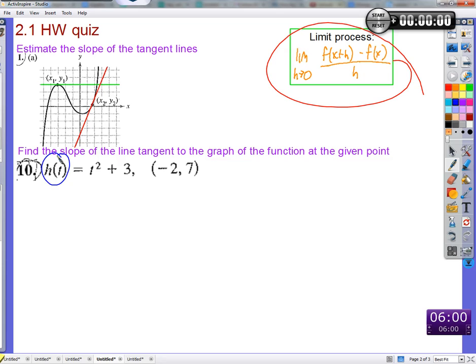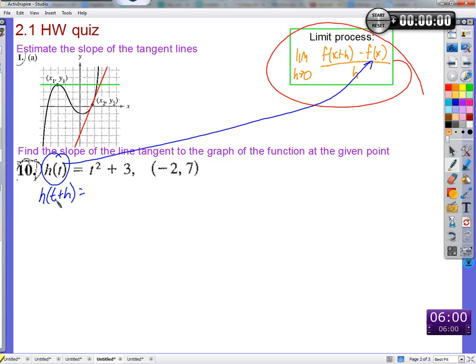So we have h of t. We always have h of t, and that's always going to be that second part. So the next thing would be to find h of t plus h. What does that mean, h of t plus h? Put t plus h where the t is at. I know it feels strange and it's sometimes difficult to take something and put it in place of t, especially when that thing has a t in it already.